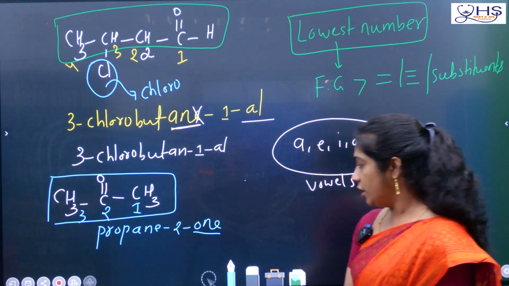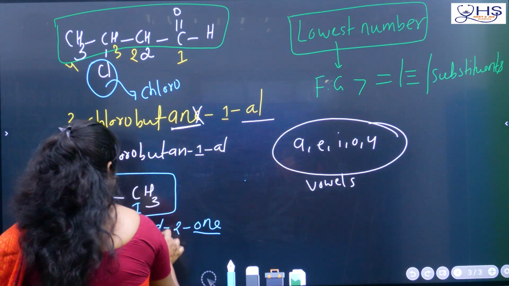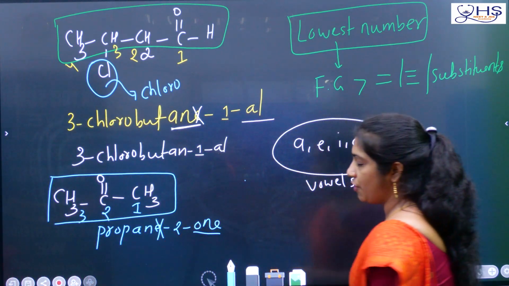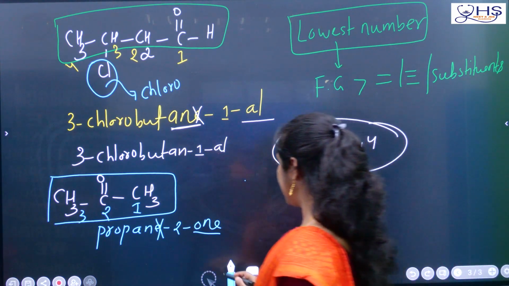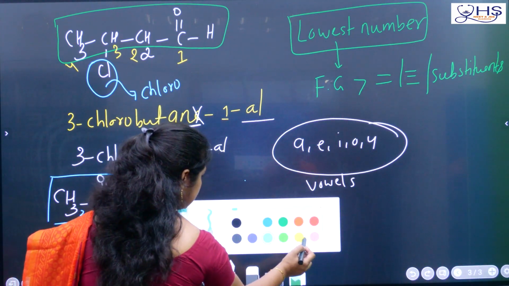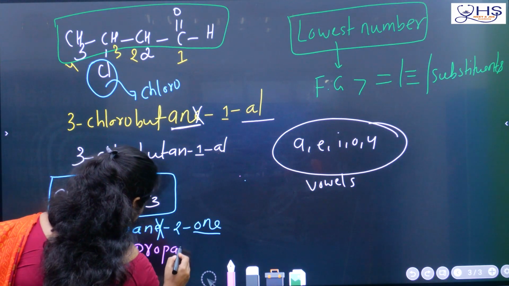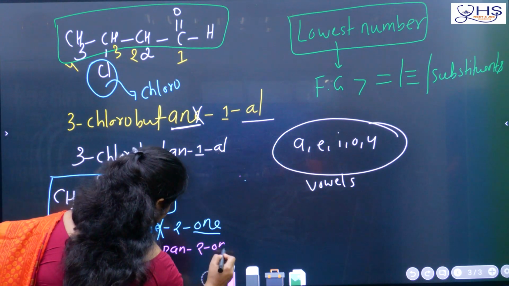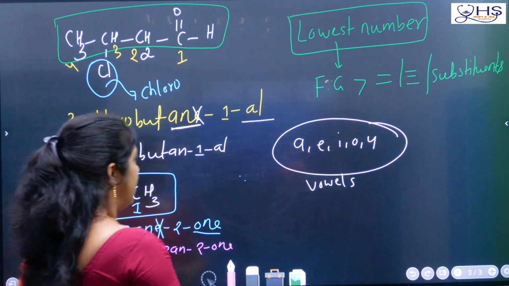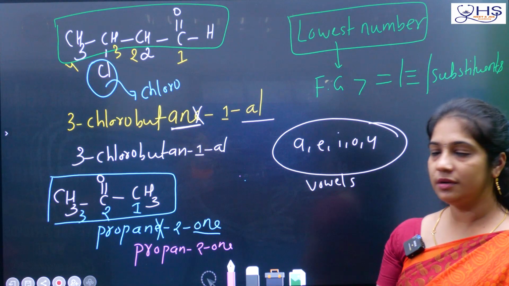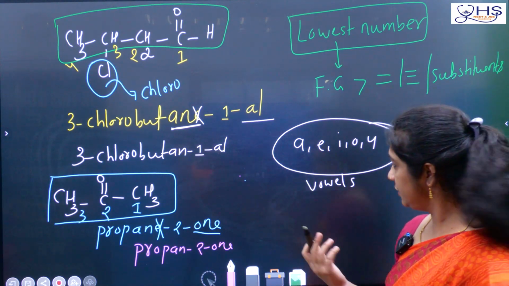So propane 2-one. Here also same thing: E and O are coming one after another, so we can avoid the first vowel and we can write it as propan-2-one. Now, if the same compound contains aldehyde also and ketone also, what will we do?